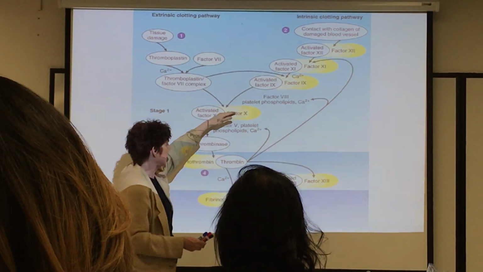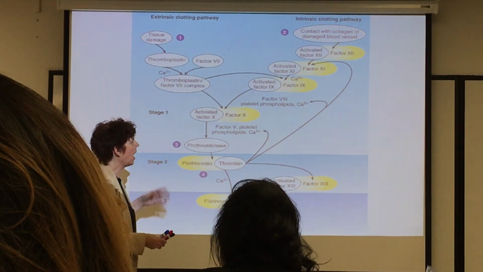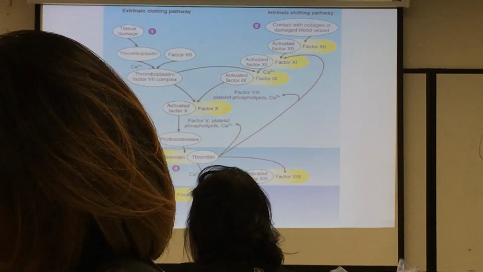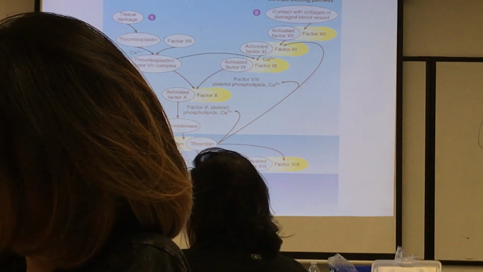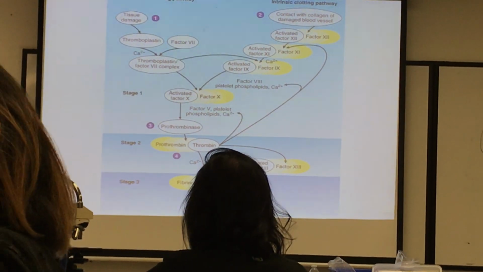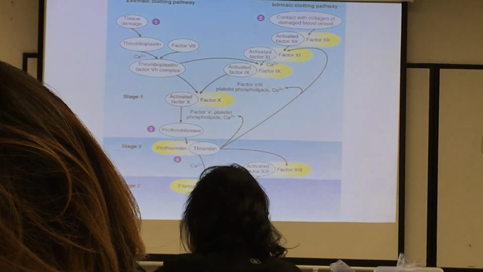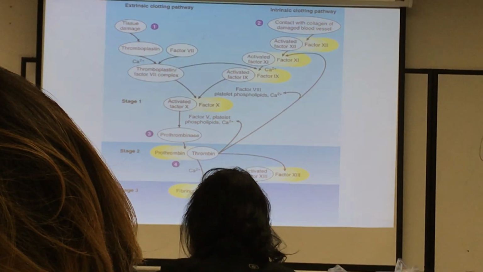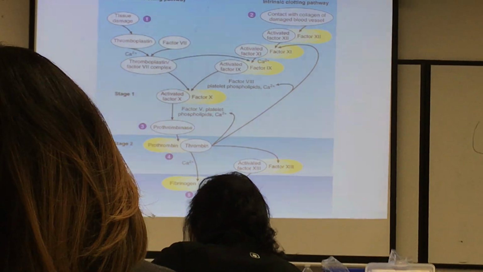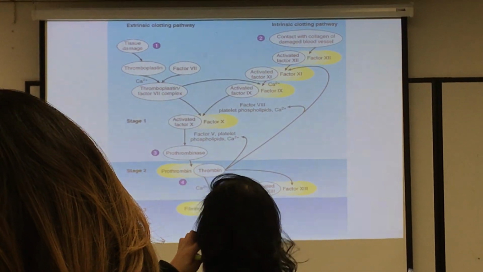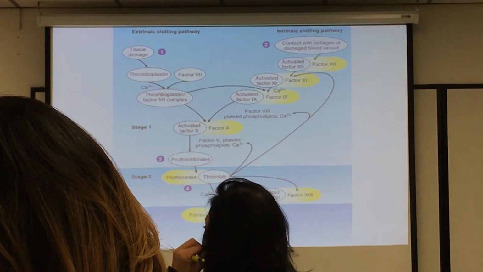We're going to start with this factor X right here. As we'll see with complement activation, in many biochemical activities, the molecules involved are given numbers in the order in which they were identified. And they never go back and change it to the order in which they act. So it's totally confusing because the numbers are completely out of sequence many other times.